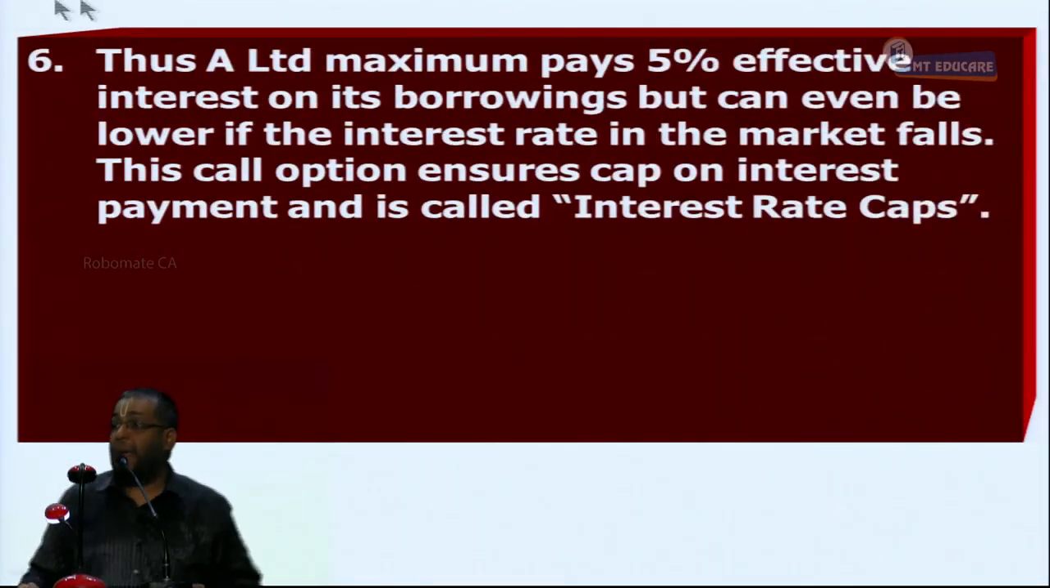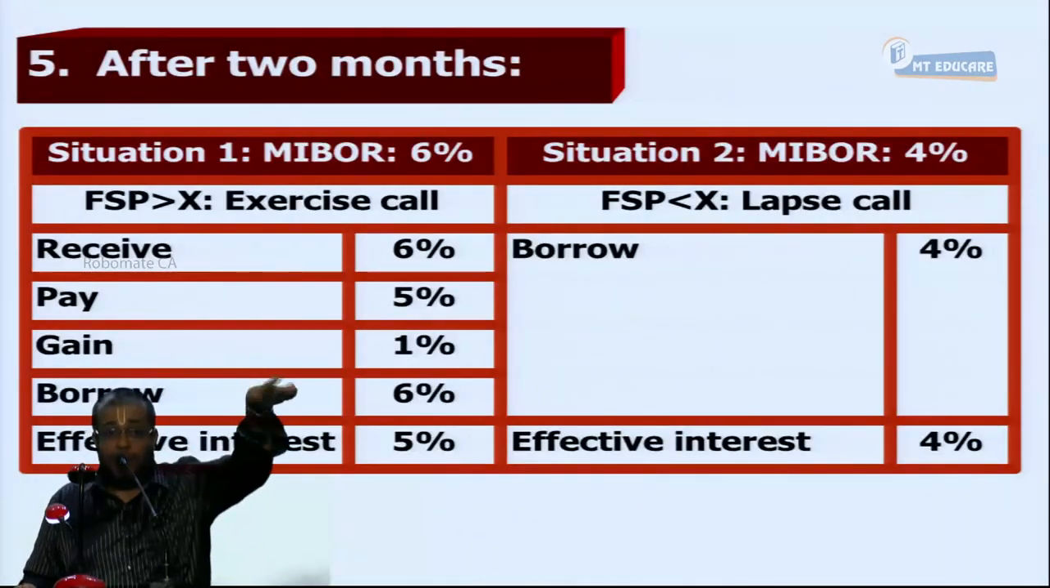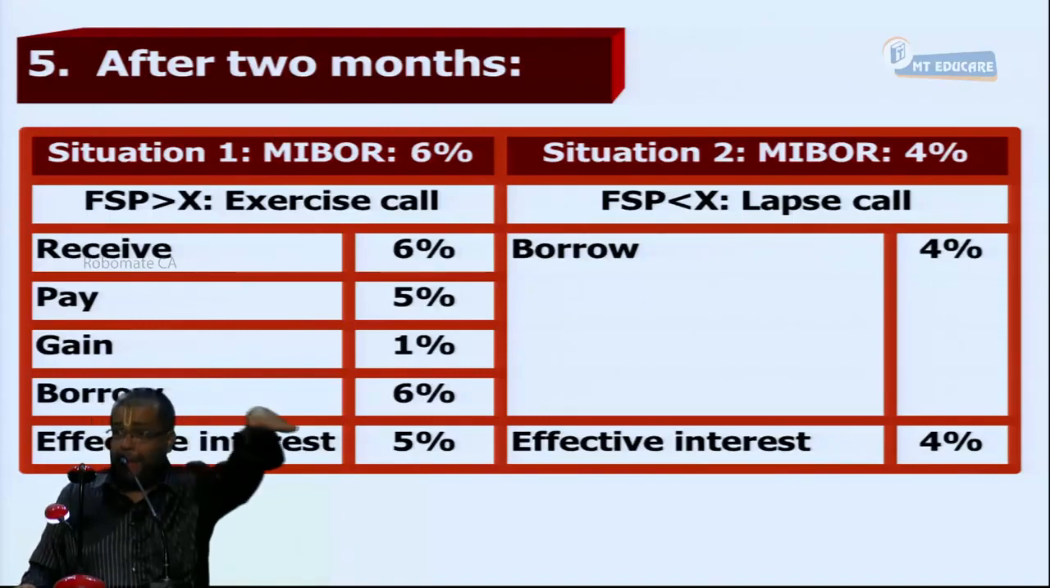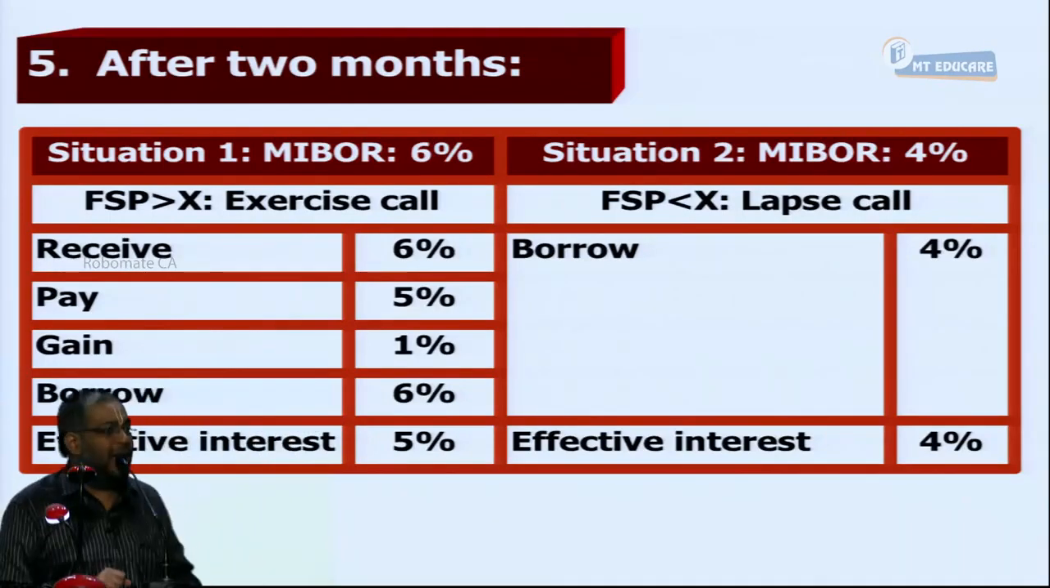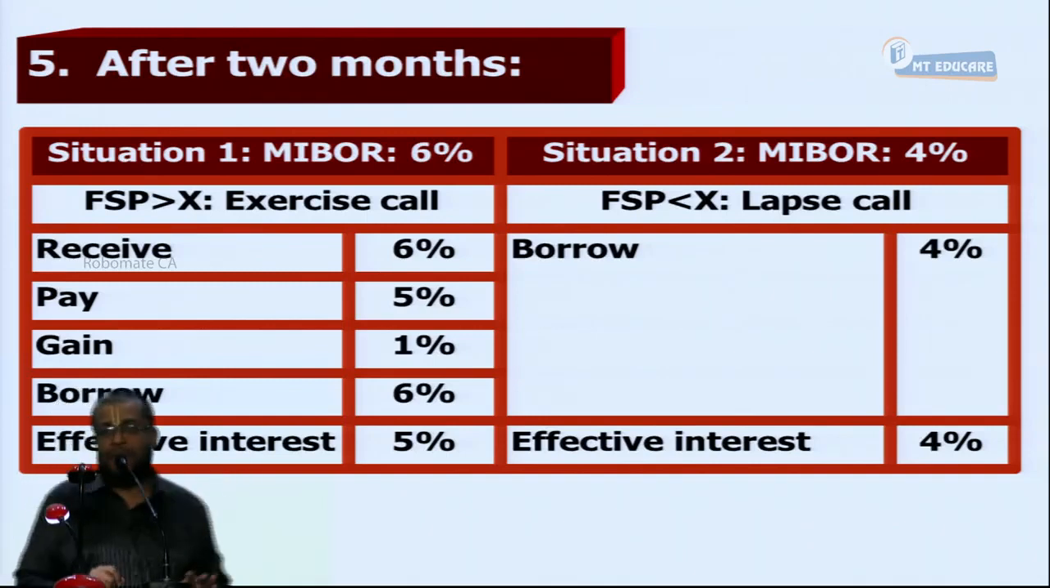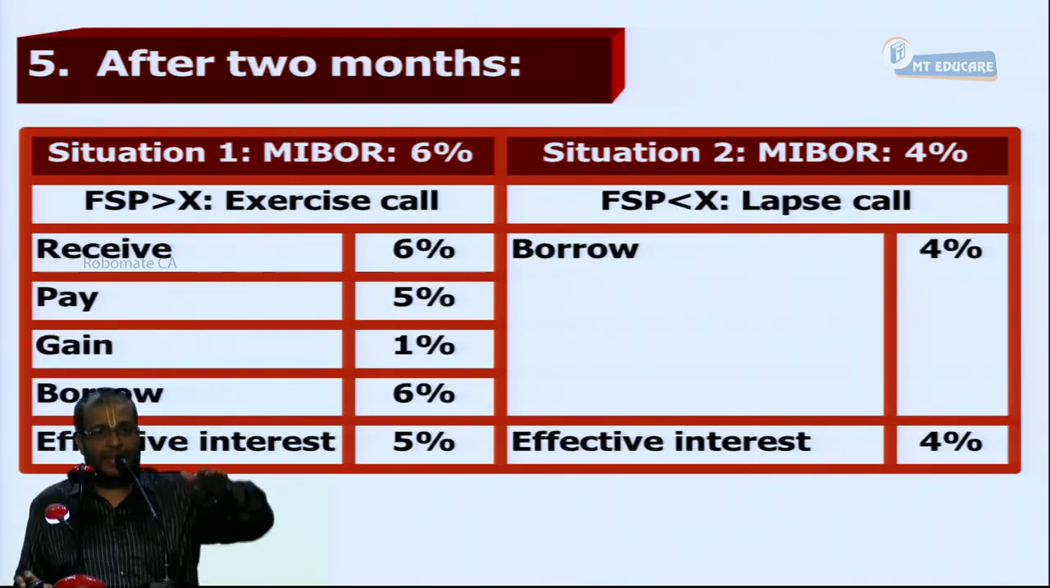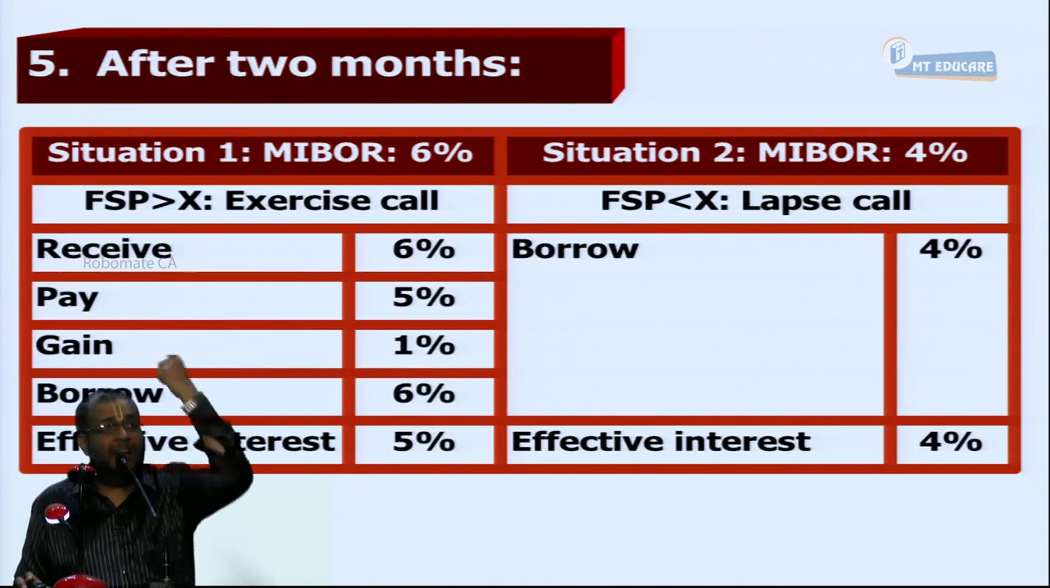Thus, A Limited maximum pays how much percent? 5% effective interest on its borrowing. It can even be lower if the interest rate in the market falls. This call option ensures a cap on interest payment and is called what? Interest rate cap. Why do you say interest rate cap? It ensures that I don't pay more than 5%. It puts a cap on interest rates. So it's called an interest rate cap. I don't pay more than 5%. Everybody, do you have the clarity or not?